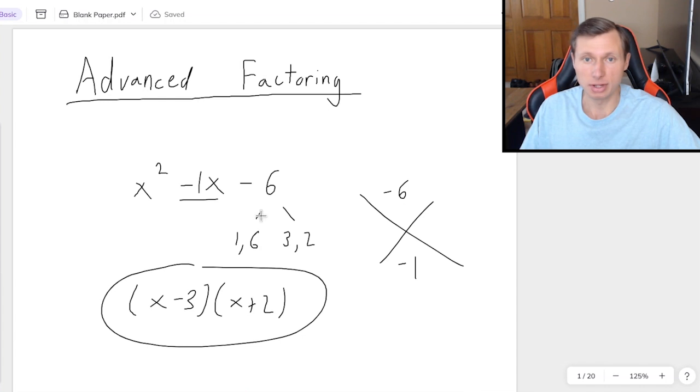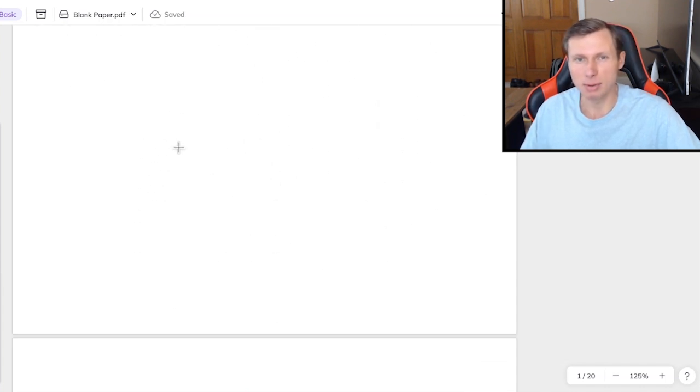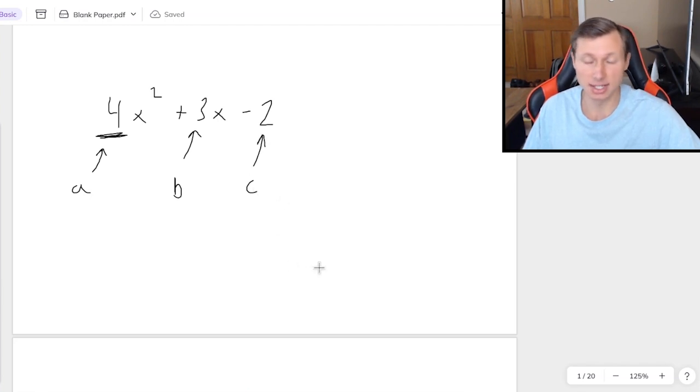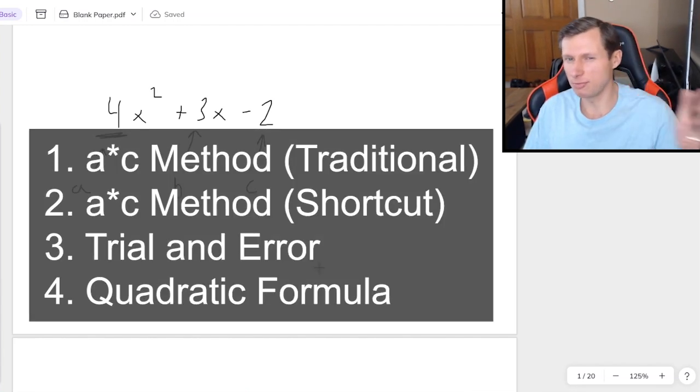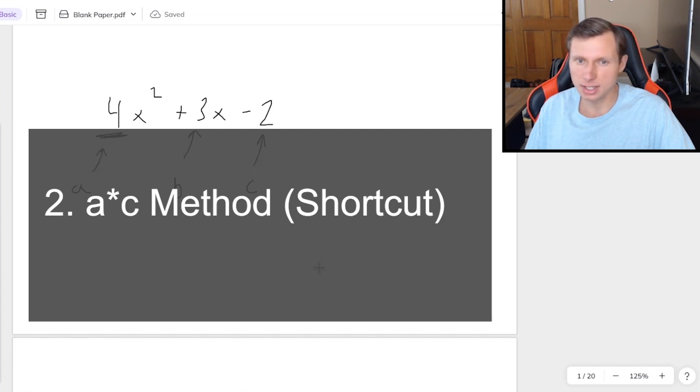But now, with advanced factoring, I'm talking about problems like 4x squared plus 3x minus 2, where now there's something in this a term, we call it, because a is always the number in front of x squared, b is always the number in front of x, and c is always the constant at the end. This is going to be known as the AC method. Actually, there are 4 different ways you can factor this, but in this video, I'm going to be telling you what I think is the best way.